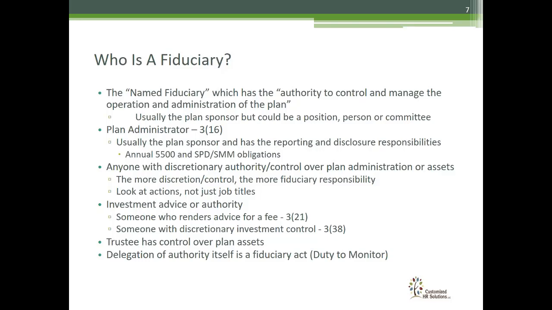So anybody who exercises discretionary authority and control over the plan administration or the assets of the plan can be considered to be a fiduciary. It's not always easy to tell. Sometimes you have job titles that you might think are fiduciaries but aren't, and other times you have folks that maybe aren't that far up the chain but act in the role of a fiduciary. Really, it's all about the discretion and control over the administration and or the assets.